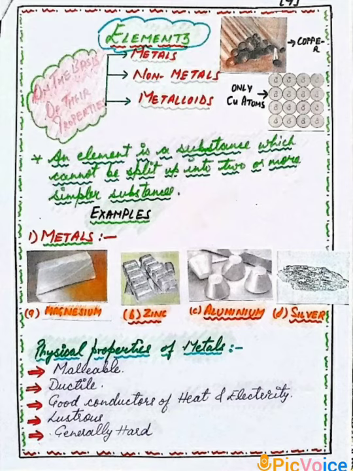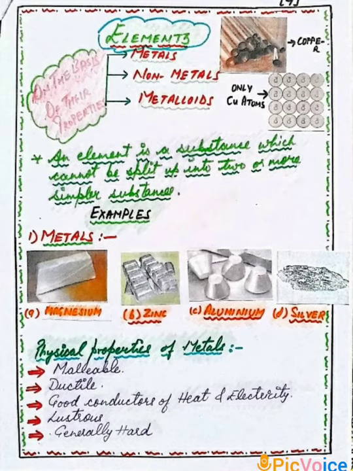Now, second property, that is, metals are ductile. This means that metals can be drawn or stretched into thin wires. All the metals are not equally ductile. Some are more ductile than the others. Gold and silver are among the best ductile metals.